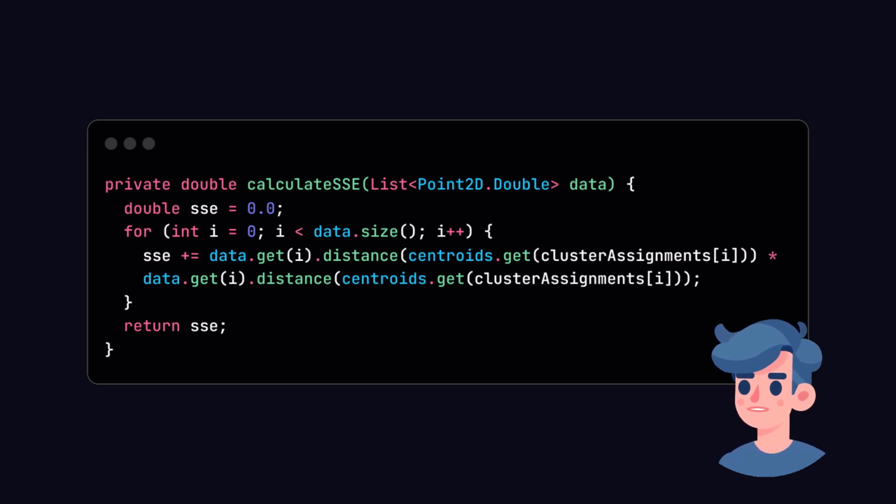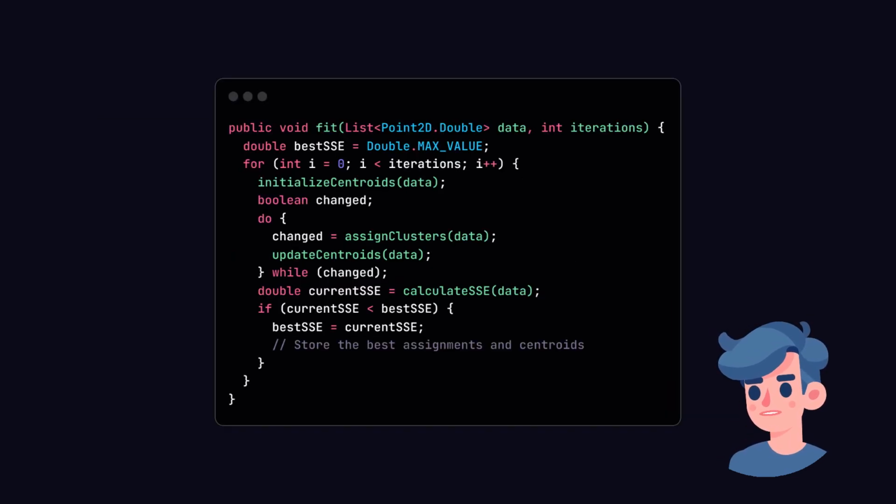Next, let's discuss some important points regarding the k-means algorithm. One significant aspect is how to determine the optimal value of k. One common approach is the elbow method, where you compute the sum of squared errors for different values of k and plot the results to find the elbow point. Another important aspect to consider is that k-means may converge to different solutions based on the initial placement of centroids. To mitigate this, it's recommended to run the algorithm multiple times with different random initial placements.